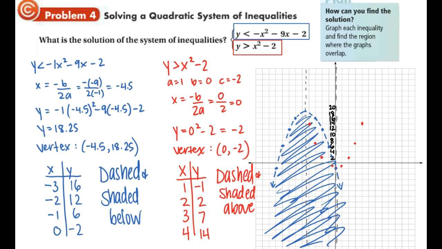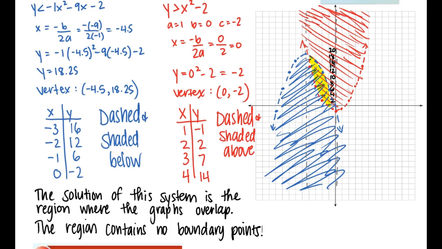The inequality symbol that we were given in the beginning was greater than, so that means we have a dashed boundary line and we're going to be shading above. The solution of the system is the region where the graphs overlap, and I highlighted it in yellow to make it obvious. The region contains no boundary points because we had dashed boundary lines, so that means the points on those boundaries are not solutions of the system of inequalities.